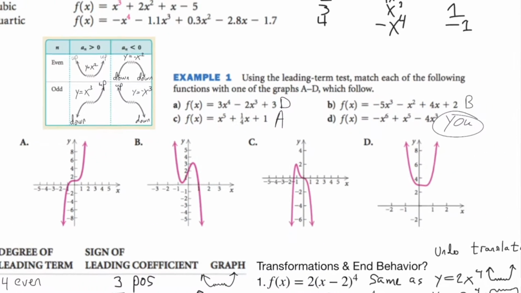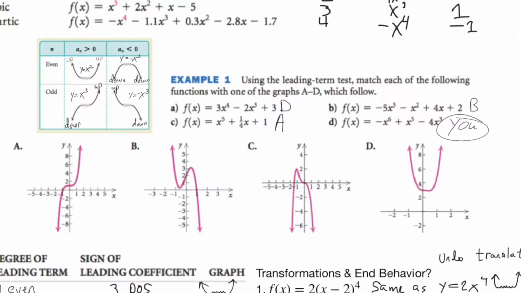And which one is that? That's this. The polynomial function in A is going to have up end behavior, and that's what D has. It has up end behavior, so therefore, without doing anything else, just looking at end behavior, I can know that A is matched with D.